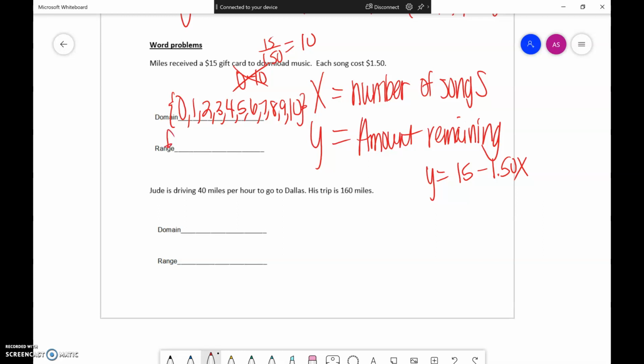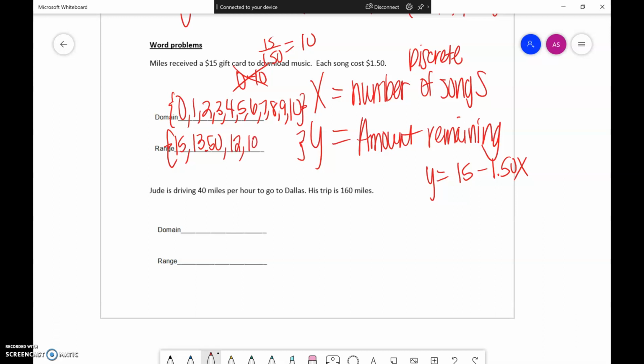So then now when I'm looking at my range, it depends on my domain. So after I buy each number of songs, I have to look at how much is going to be remaining. So if I buy 0 songs, I'm going to have $15 left on my card because I haven't started spending anything. If I buy 1 song, that's $13.50. So you're just subtracting each time. Okay. If I buy 2 songs, that's $12.